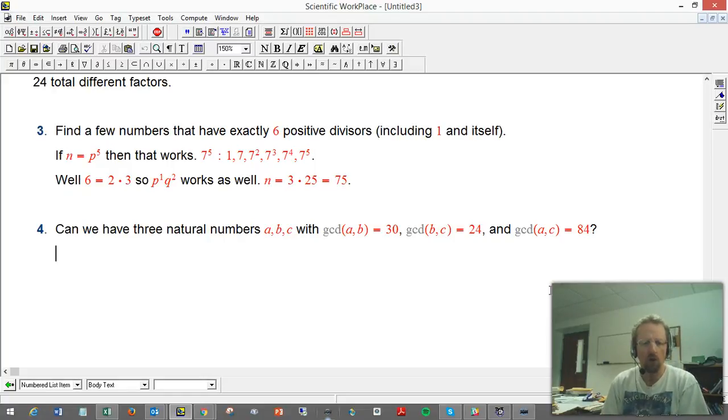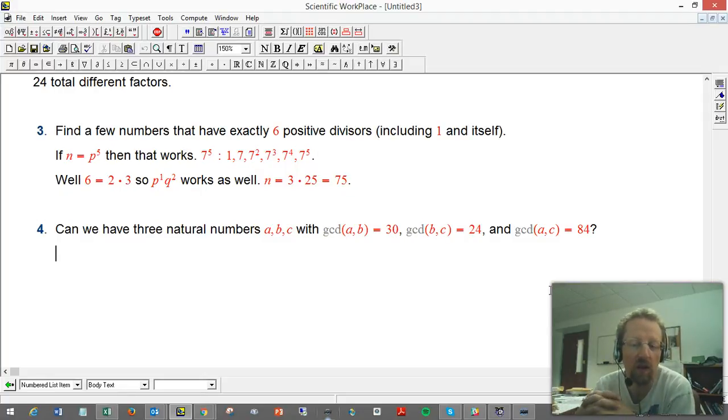Okay, there's just one more I have, and it makes the video a little longer, but I'll just put it in here. So this is from the book. And we have 3 natural numbers, a, b, and c, with the GCD of a and b being 30, of b and c being 24, and a and c being 84. Why not? Let's just find some triples like that.